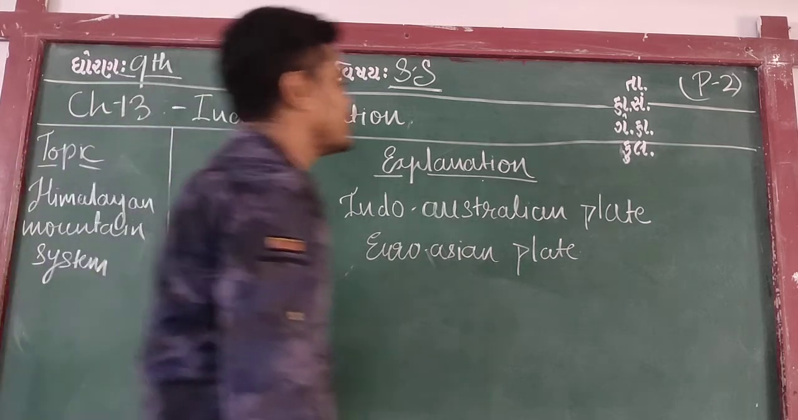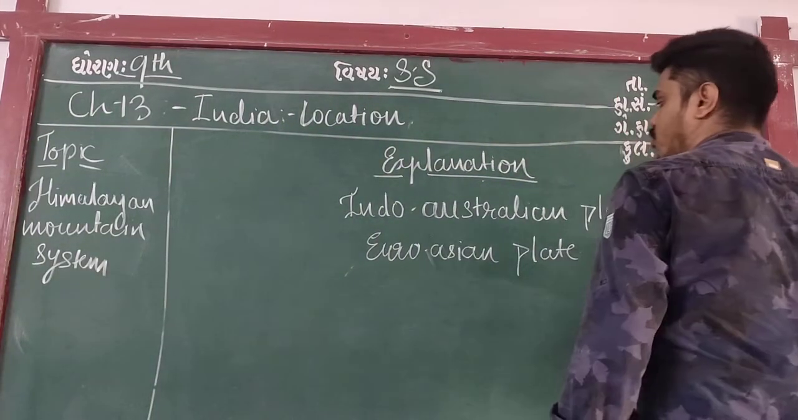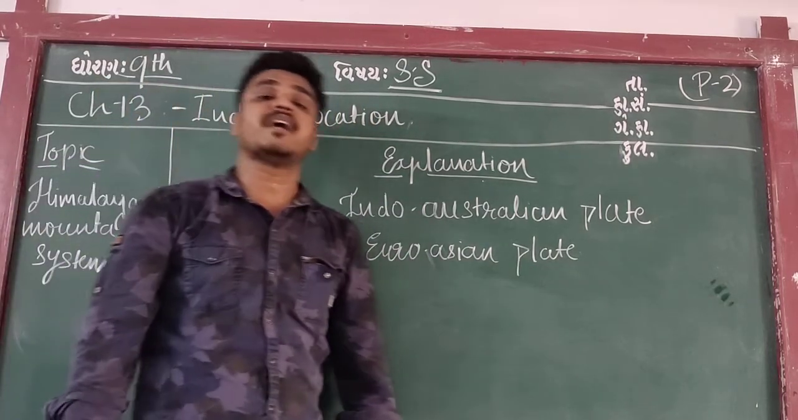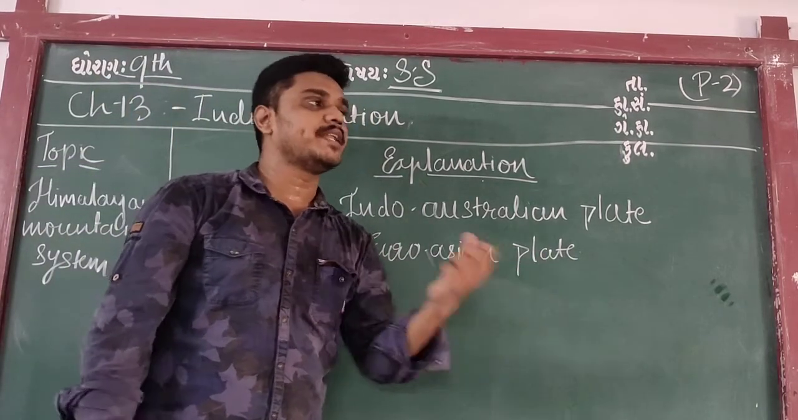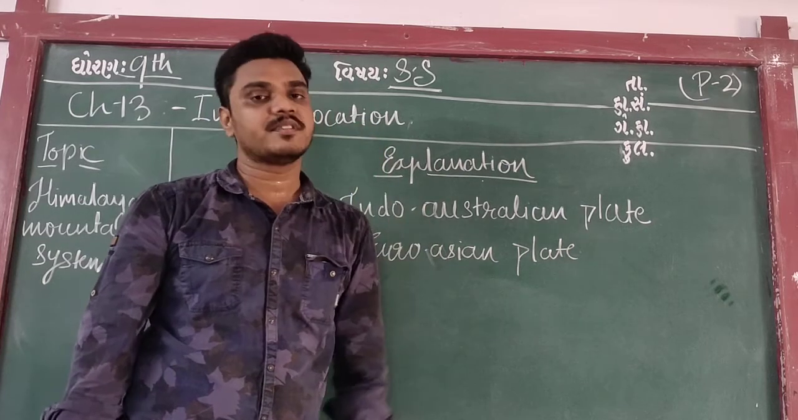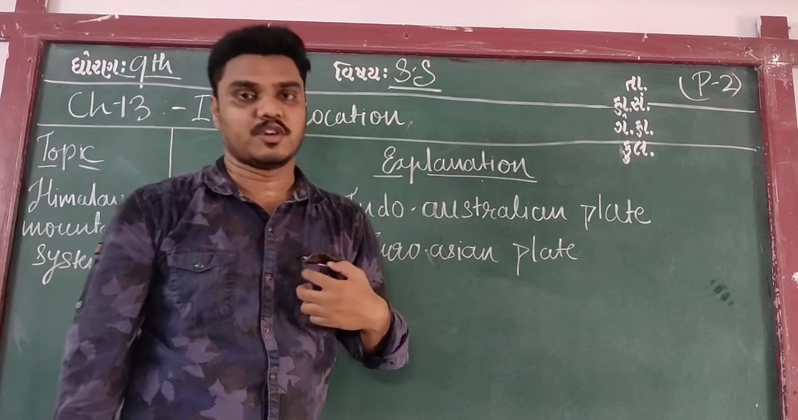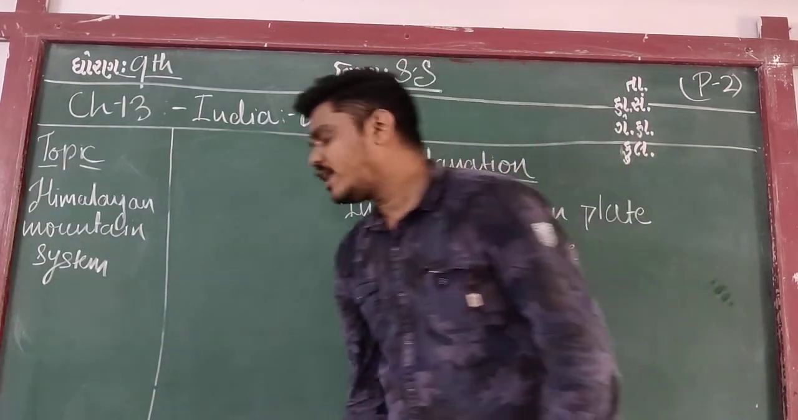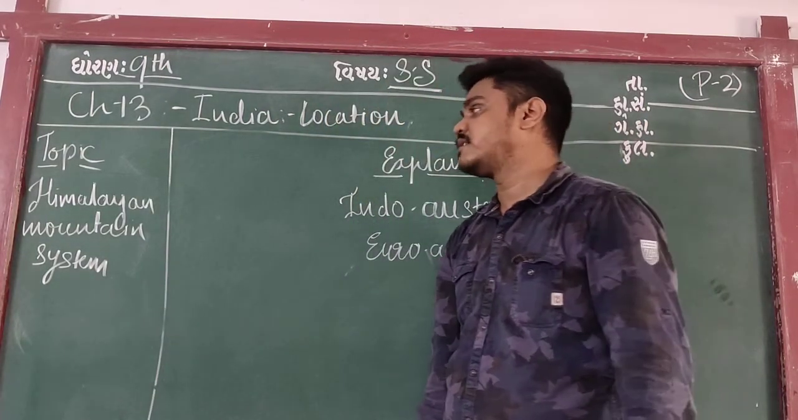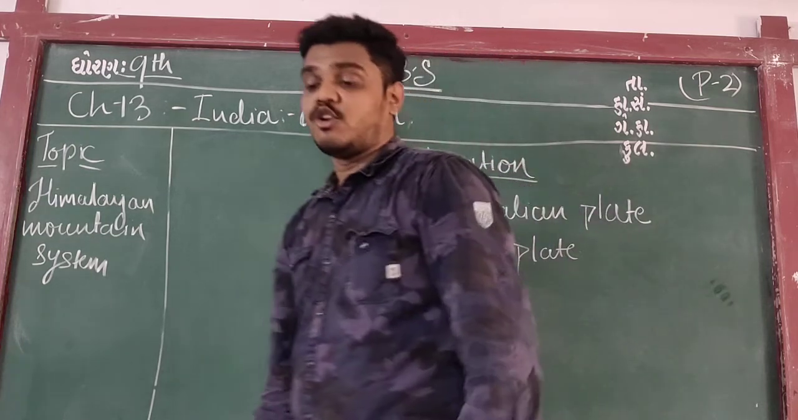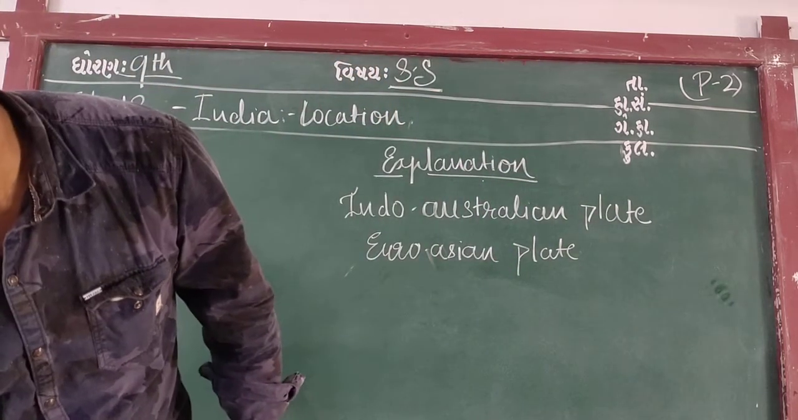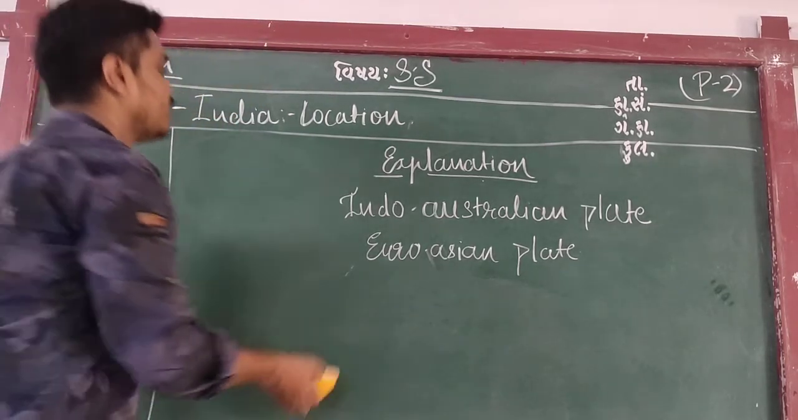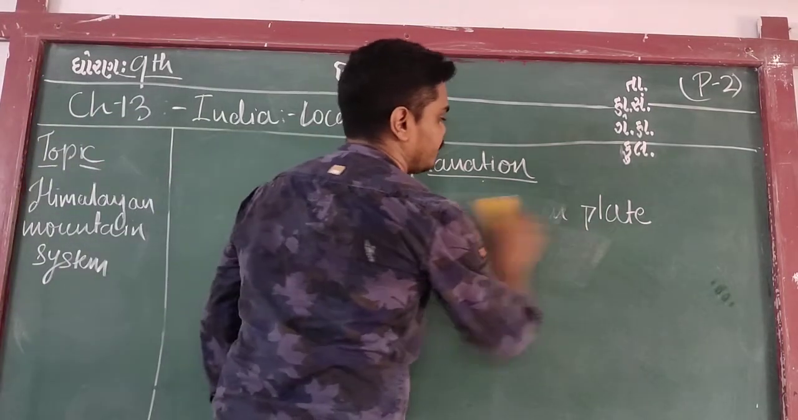Got it? A very simple story: first you have the Indo-Australian plate and the Eurasian plate, and these plates collided and emerged, and because of that it becomes a part of the Himalayan system. Got it? So here our chapter is over. But let's recall and revise the chapter. I'll give you some seconds so that you can turn the pages properly and then we will discuss.